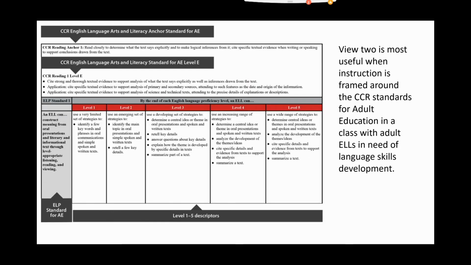View 2 is more useful when you are the ABE instructor and you're designing your lesson planning around the college and career readiness standards, but you want to know what to expect of your English language students and how to provide scaffolds for those students. So the booklet itself actually presents each of these standards in the 2 different formats, and you can pick and choose which of those different formats makes more sense for you as an instructor.